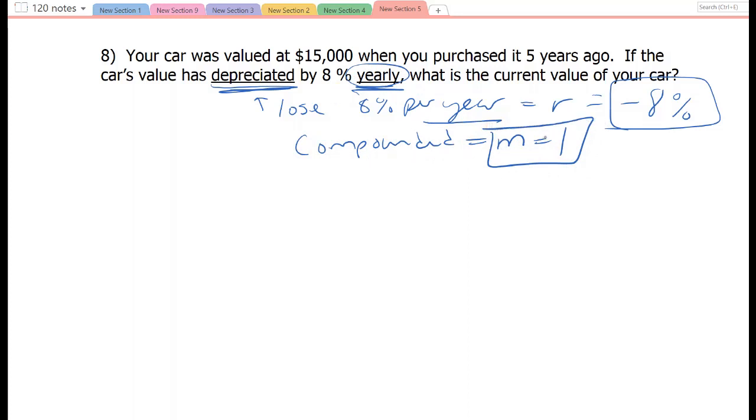So once a year, I lose 8% on whatever my previous year amount. So in the first year, I lose 8% on $15,000. But the second year, I lose 8% on whatever the value of my car was at the end of the first year. The third year, I lose 8% on whatever the value of my car was at the second year. And so it is compounding by 1 year. All right, we want to figure out how much it will be after 5 years of ownership. So in 5 years after you purchase it. So N is 1 times 5, or just 5.